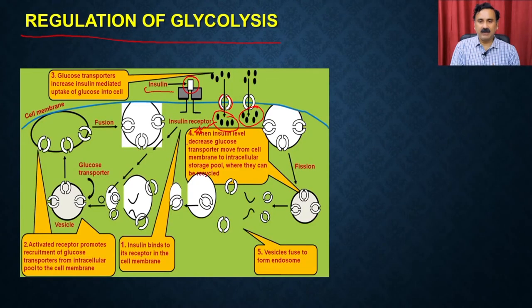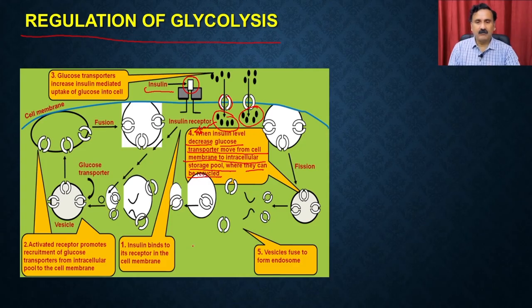So when the insulin level decreases, the glucose transporters are going to move from the cell membrane to the intracellular storage pool, where they can be recycled. As soon as the blood glucose goes down, there will be a decrease in insulin level, and as a result, the channels present on the cell surface are going to be stored into intracellular vesicles, and that's how they are recycled back onto the membrane. They are going to be utilized in a second round of transport.